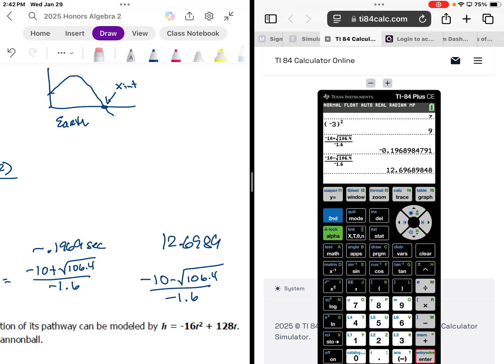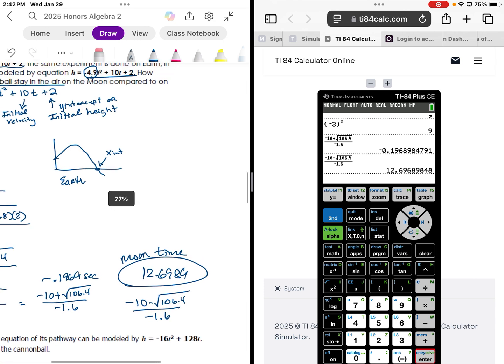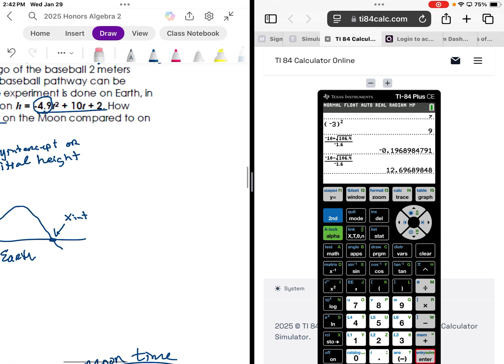All right, now I got to do it for the Earth. Same situation. So now we go over here. So we're going to use this one. That's the moon. That's the moon time, how long it was in the air. Now I got to do the Earth. So the Earth equation. Let's see. It was h of t equals negative 4.9 t squared plus 10 plus 2. And so my a is negative 4.9. My b is equal to 10, and my c is equal to 2.